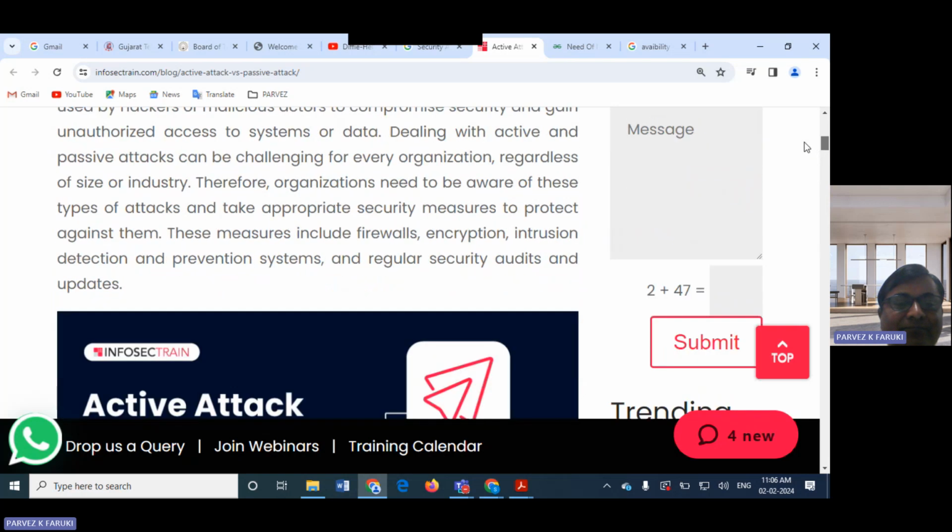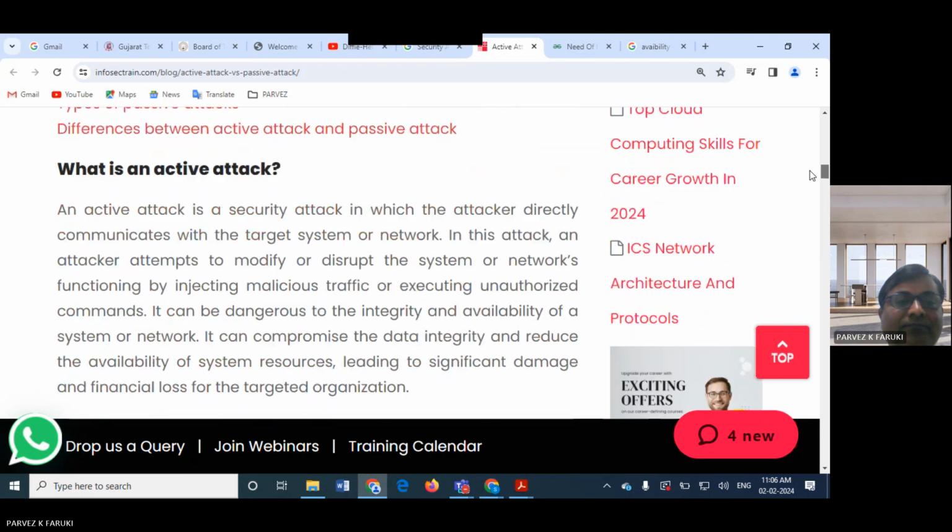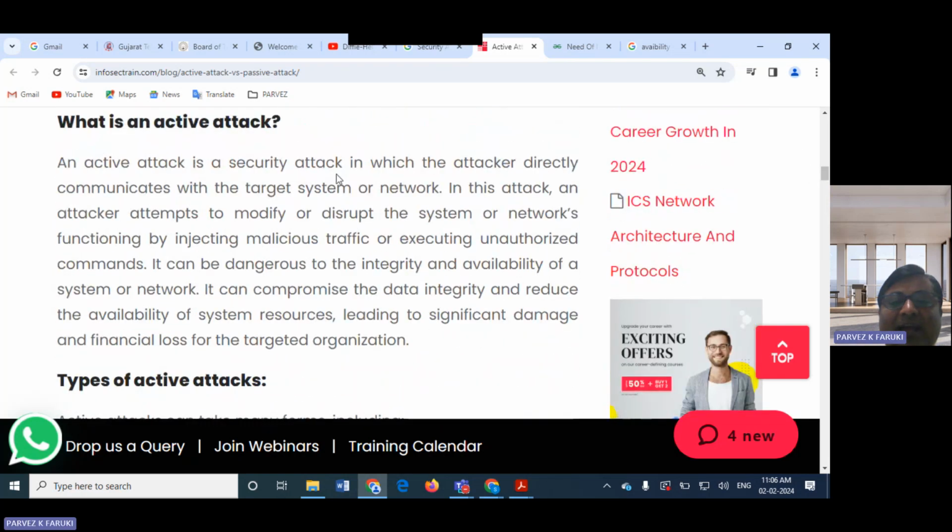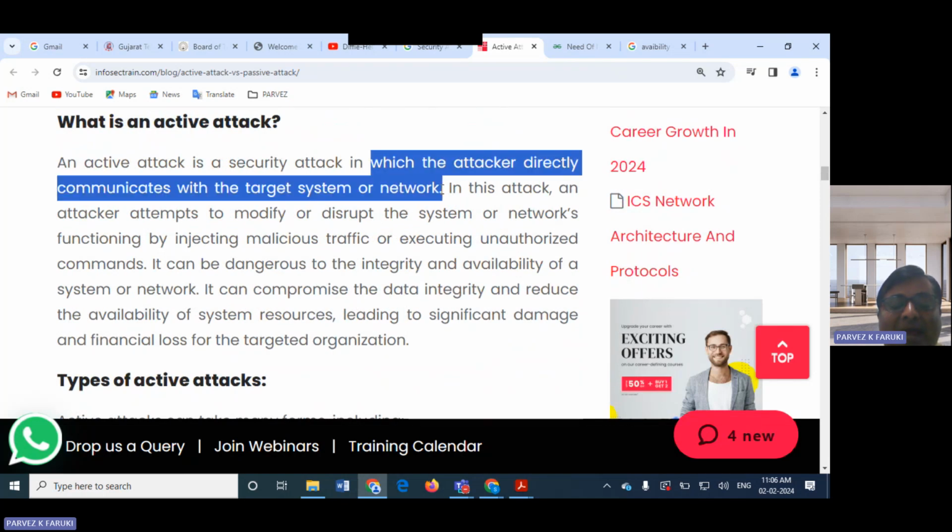Active attack is an attack where the attacker directly makes an impact on the target. If the attacker is targeting Alice, it attacks the clients. If the attacker is targeting Bob, it means it is attacking the server. So you are communicating with a target network.